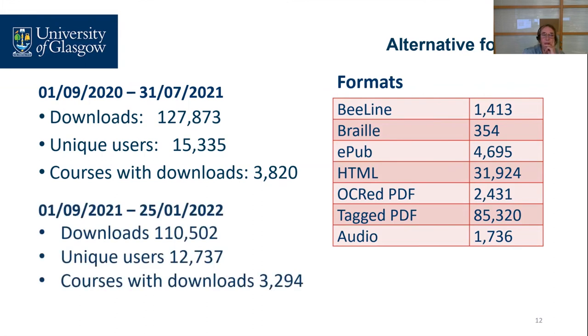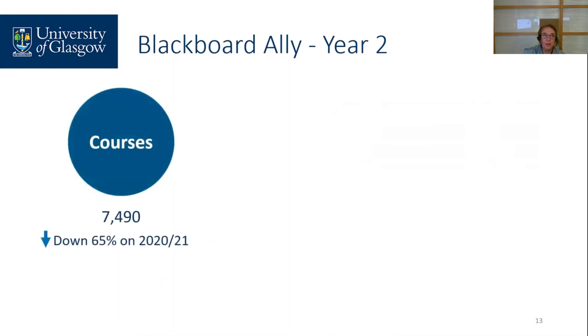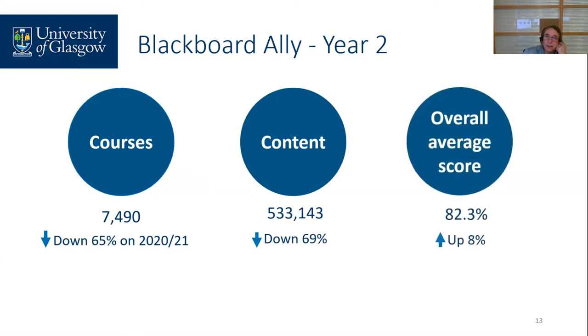This year so far, we've had 110,000 downloads, over 12,000 unique users. I think we might beat that first year. I'm not quite sure because we're now in March. We'll see how it goes, but it looks like it's going to. So this is year two. Up to last Friday, the course number is down considerably over the same period, which is not surprising. Also the amount of content, that's 500,000 pieces of content, and their score is up 8% over the previous year.